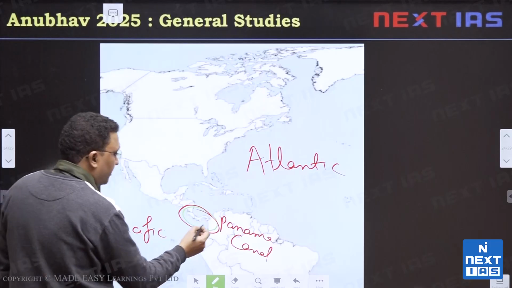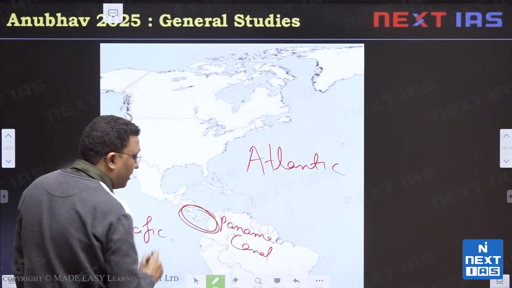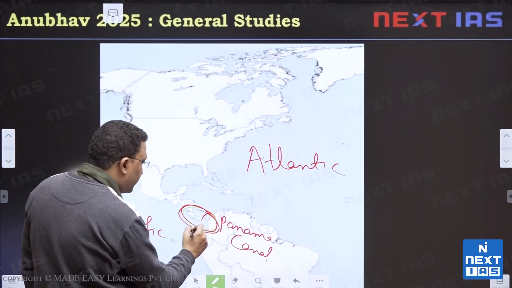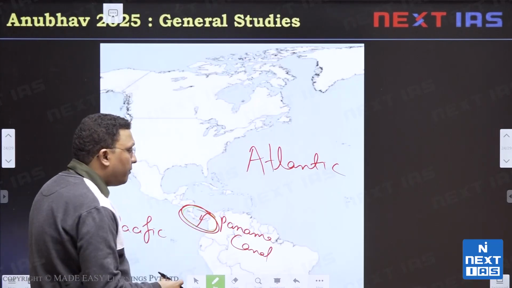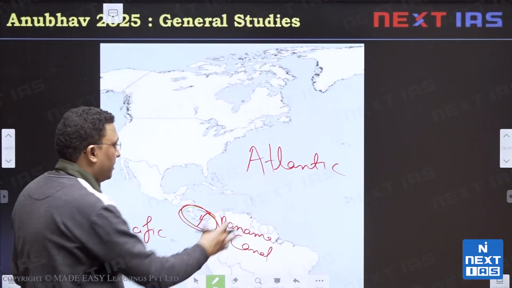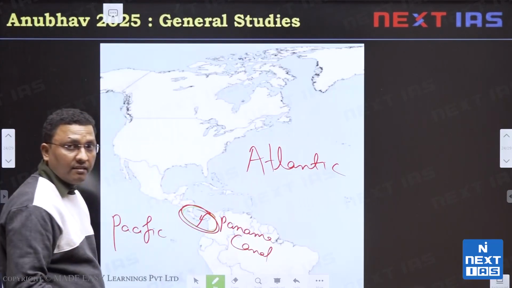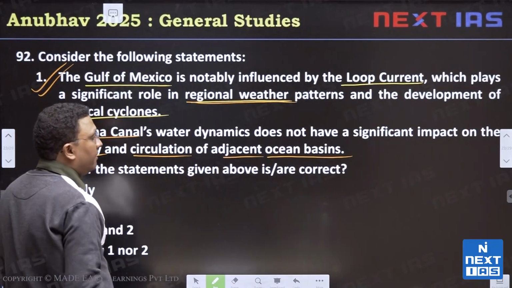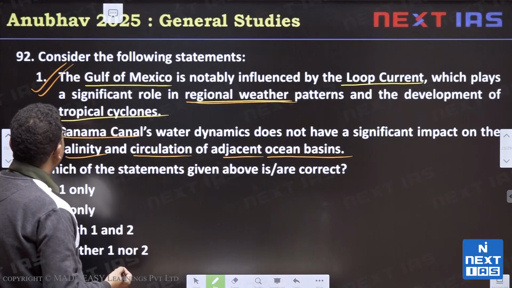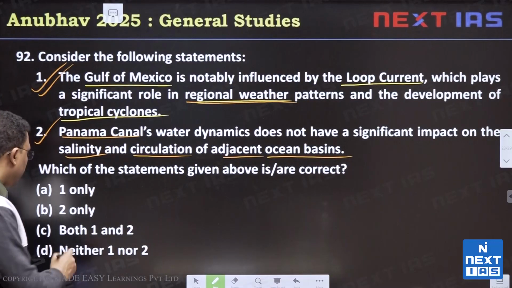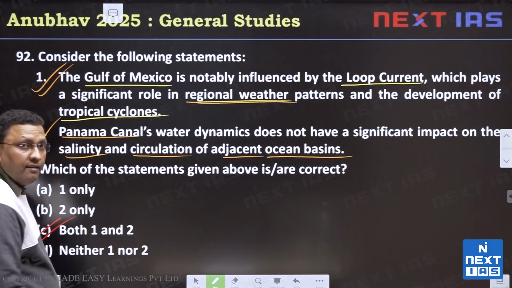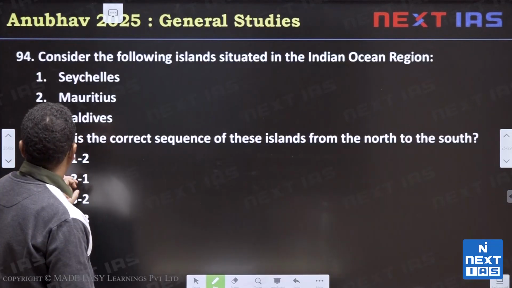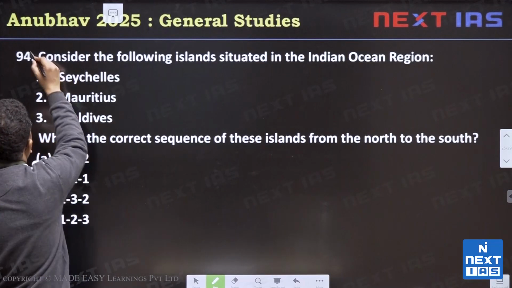These two ocean basins, Atlantic and Pacific, are very vast in size, right? And in comparison, the size of this Panama Canal is very small. So obviously the water dynamics in this Panama Canal will not have a significant impact on these two ocean basins, right? This is what the second statement is saying, so this is a correct statement. That means the correct answer here will be both 1 and 2, C, right? Now let's see the next question, that is question 94.